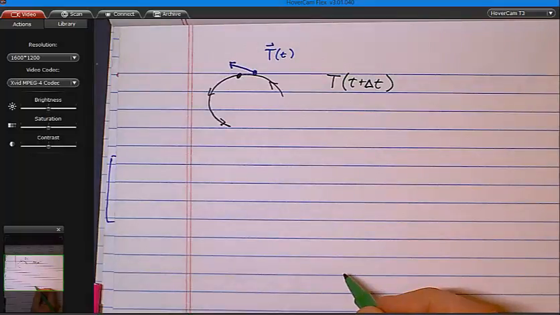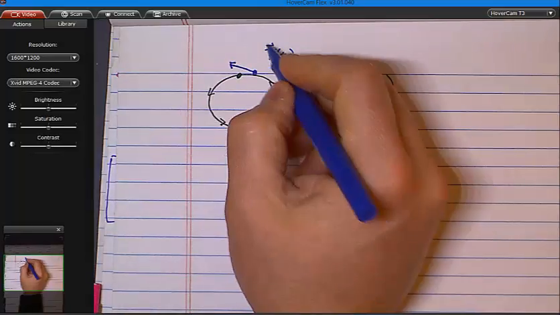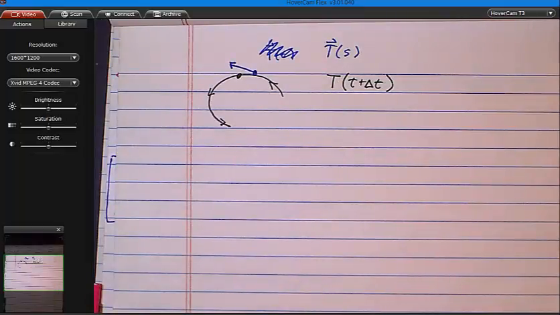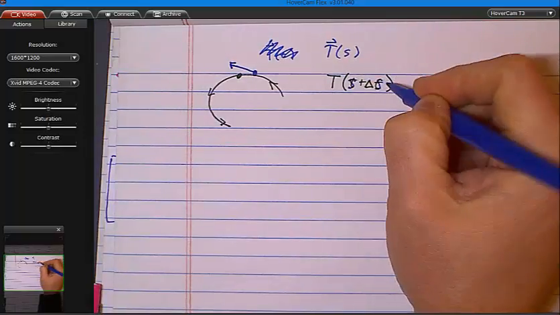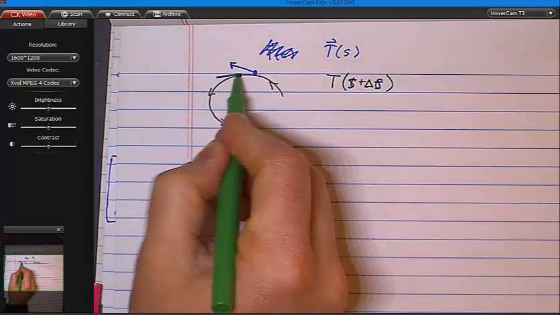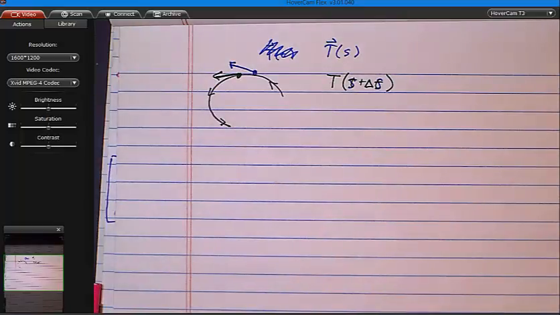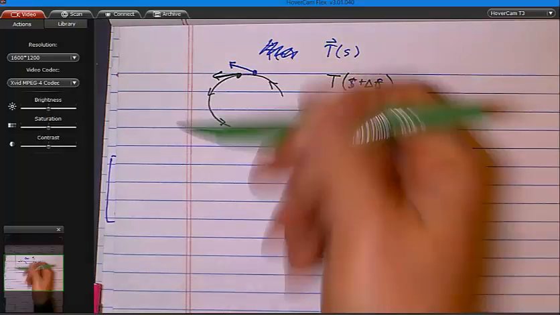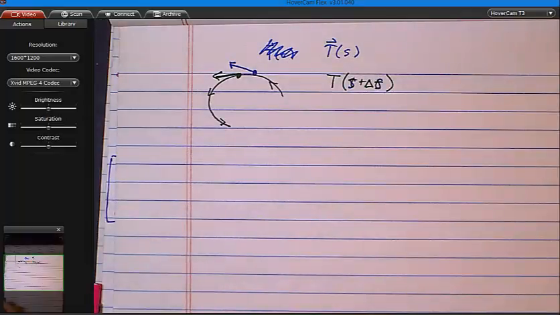Oh, wait a minute. For this to work out right, we're much better if we actually choose a particular parameter. We want to use arc length. So let's say that this blue actually represents the curve parameterized by arc length S. And therefore, the green is going to be T of S plus delta S, right? So I move a little bit farther along the curve, and I notice, is it pointed the same direction or a different direction? It's a different direction, right? Well, how much different is it? Well, I don't know. I guess T of S plus delta S is this green one, and T of S is the blue one.